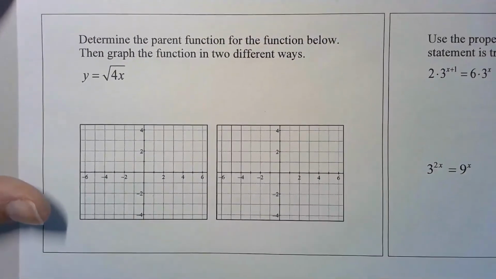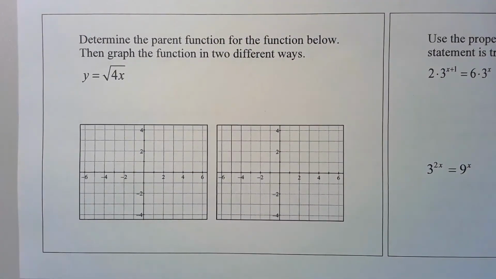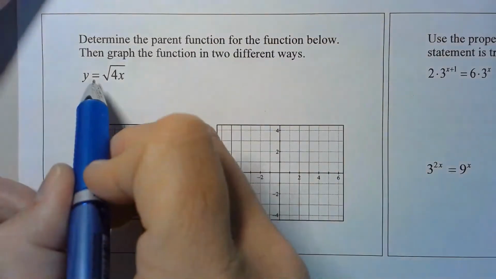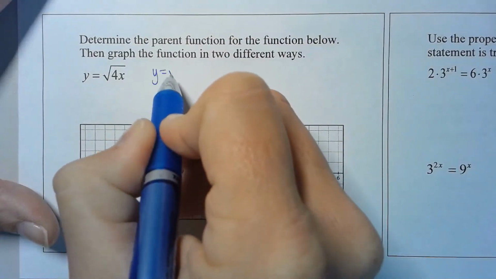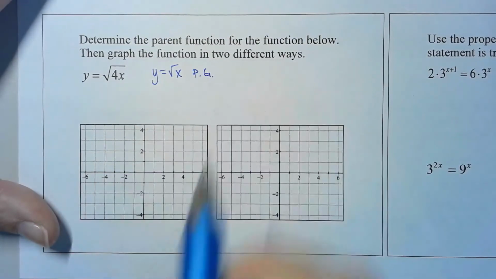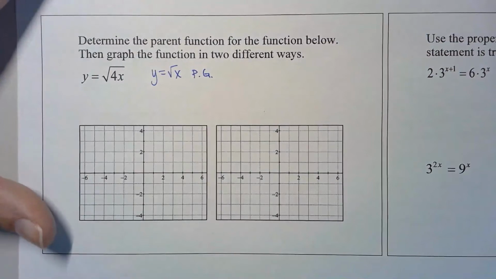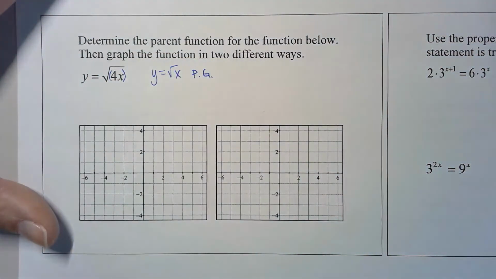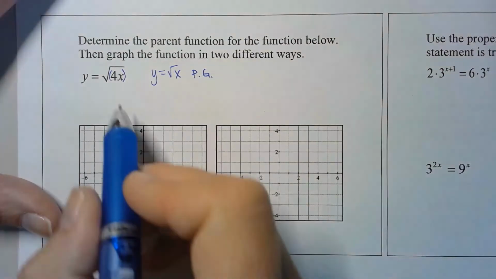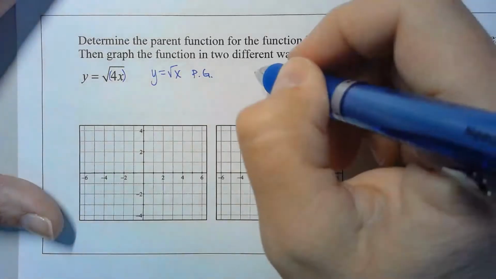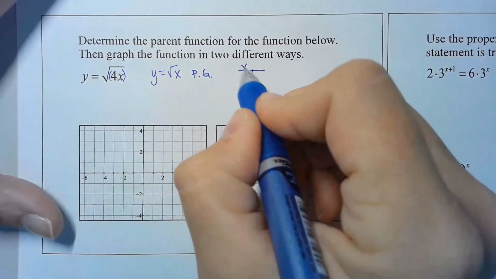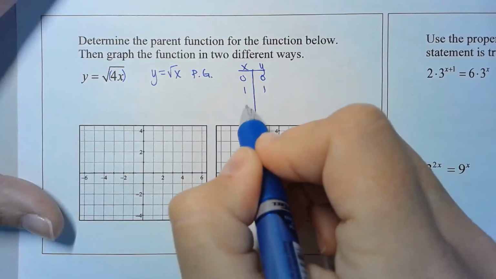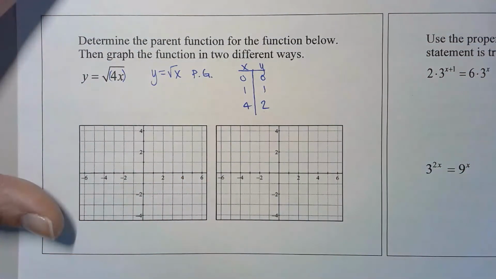It says determine the parent function, then graph the function in two different ways. Okay, well, y equals the square root of x is my parent graph, right? There's an extra 4 in there. We'll deal with that. Well, I guess we'll deal with it now. One option is to look at it, it's on the inside, it's with the x. By the way, our parent graph goes through 0, 0, 1, 1, and 4, 2. We did that the other day.